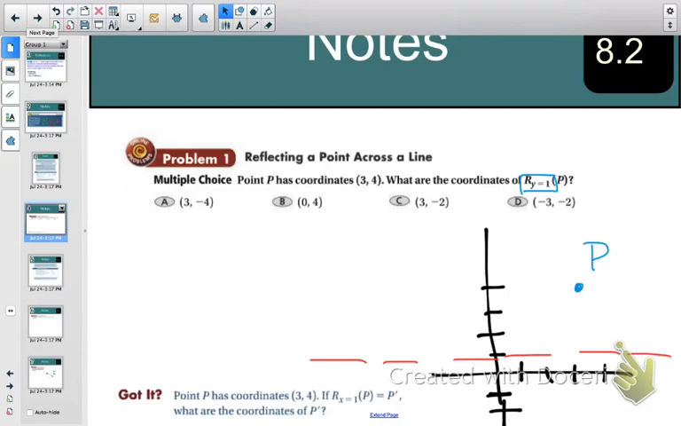that line. So to do that, you just count the distance from the point to the line. So you're going down 1, 2, 3 units. So then you go down 3 more units. 1, 2, 3. It's going to be right here. And that will be P prime. So P prime should be 3, negative 2.